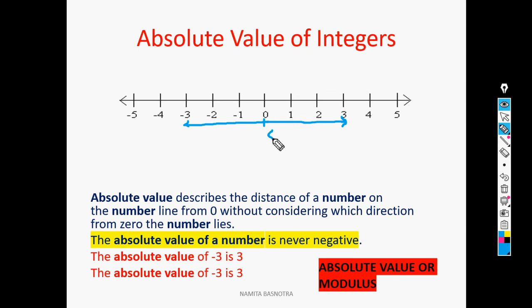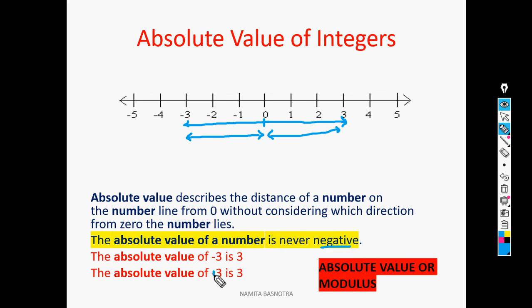So distance clearly is this much, and here also the distance is clearly this much. So when we say this, that we don't see in which direction it is moving, it means that we don't look at the sign, we just look at the distance. We don't look at the negative or positive. So that means clearly absolute value of a number is never negative.